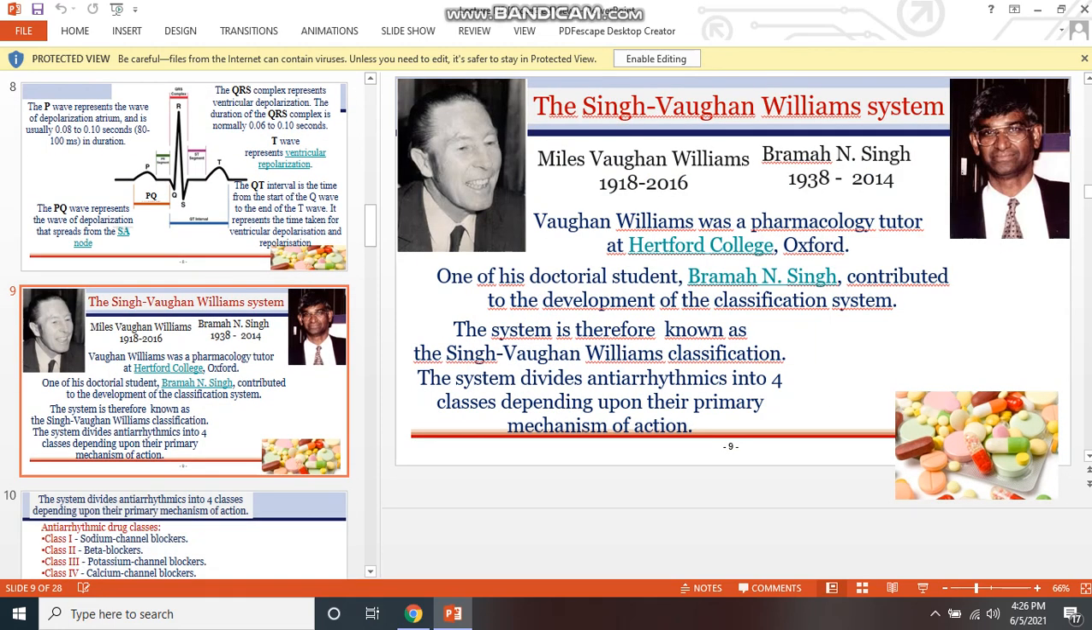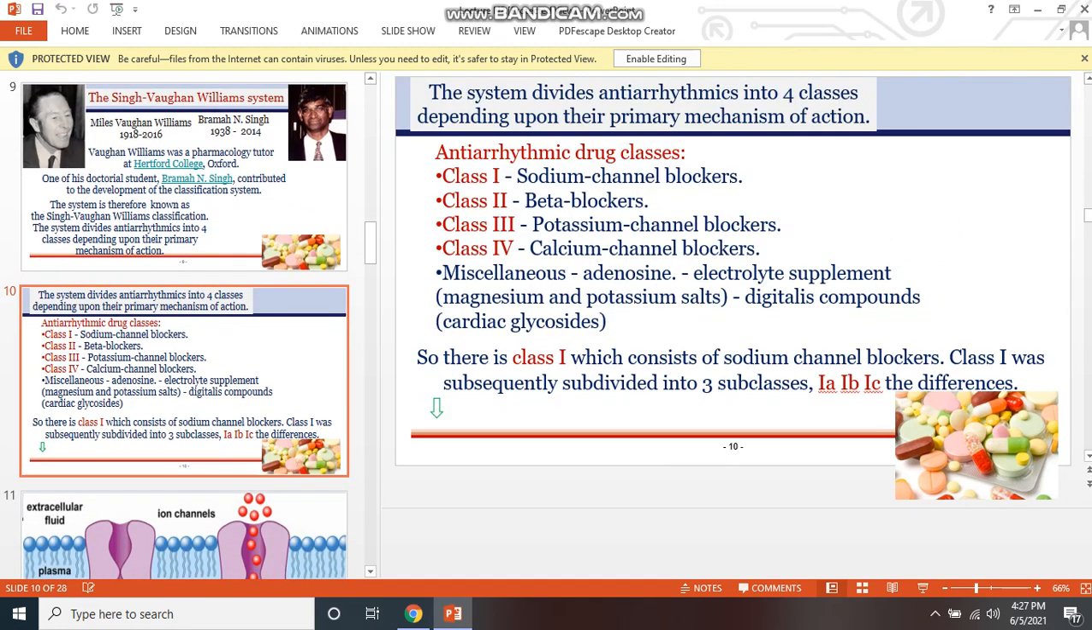And the Singh-Vaughan-Williams system: Vaughan-Williams and Bramah and Singh, there are people who developed this. One doctoral student, Bramah, and Singh contributed to the development of the classification system. The system is also known as the Singh-Vaughan-Williams classification. The system divides anti-arrhythmics into four classes depending upon their primary mechanism of action.